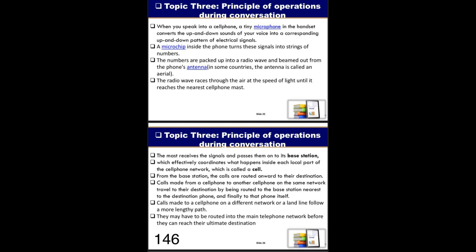Calls made from a cell phone to another cell phone on the same network travel to their destination by being routed to the base station nearest to the destination phone, and finally to that phone itself. Calls made to a cell phone on a different network or a landline follow a more lengthy path. They may have to be routed into the main telephone network before they can reach their ultimate destination.